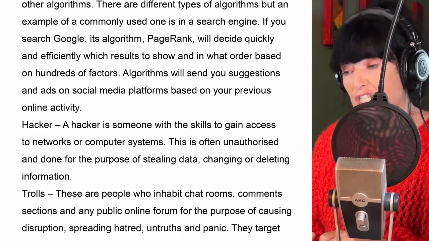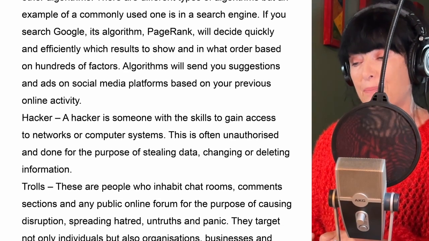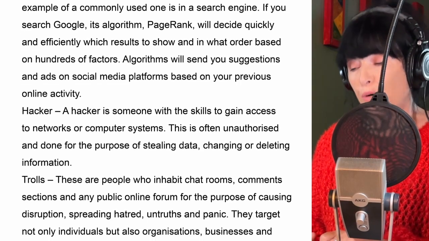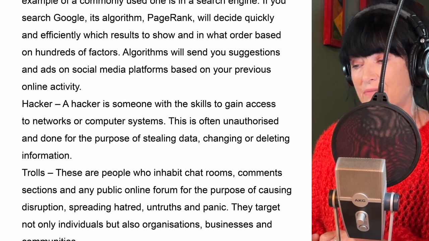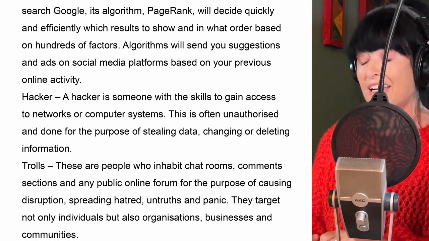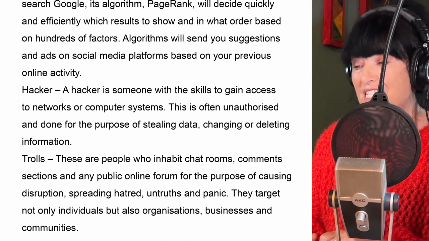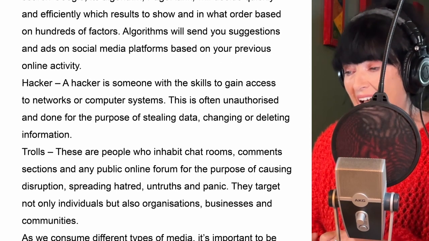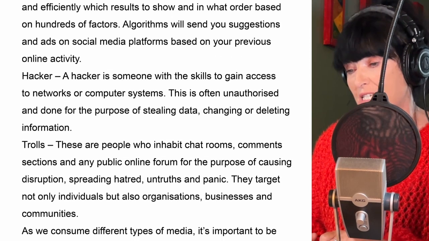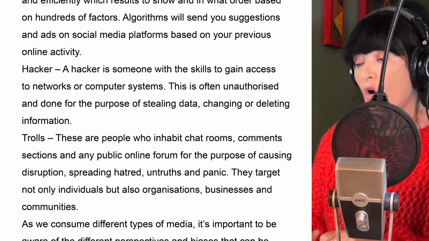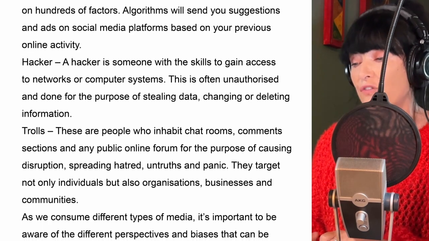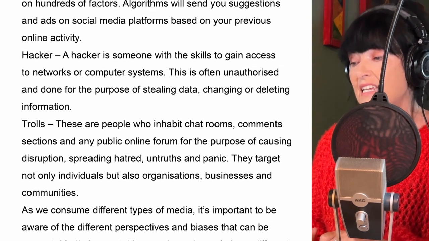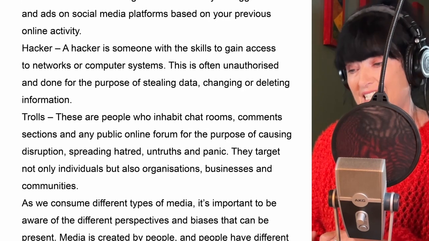Algorithms will send you suggestions and ads on social media platforms based on your previous online activity. Hacker. A hacker is someone with the skills to gain access to networks or computer systems. This is often unauthorized and done for the purpose of stealing data, changing or deleting information.